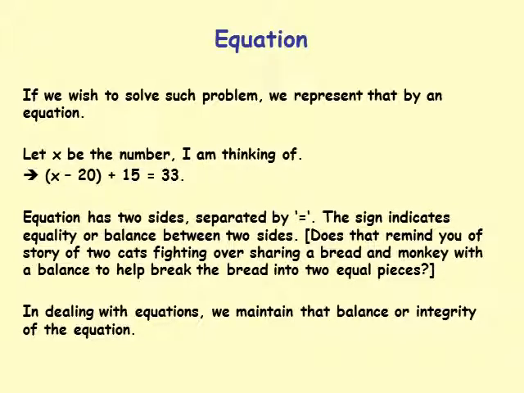His scale was balanced. So he tells the cats, now the scales are balanced. Both sides have an equal number of breads, so the cat on the left can have the bread from the left pan, and the cat on the right can have the bread on the right pan, and there was nothing in the pans anyway. Let's continue. In dealing with an equation, we maintain the balance or integrity of the equation. So when we're doing equations here, we do need to maintain that balance.